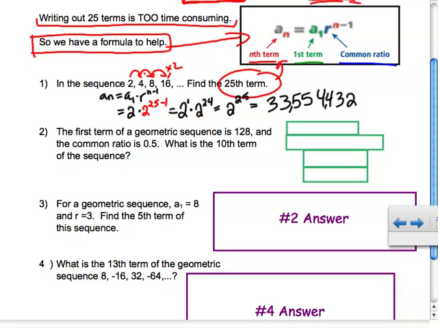Did you expect it to be about 33 million when we talked about the 25th term? It doesn't seem to be so big. It doesn't seem to be so many terms. 25 isn't so bad. But yeah, 33 million would be your 25th term.